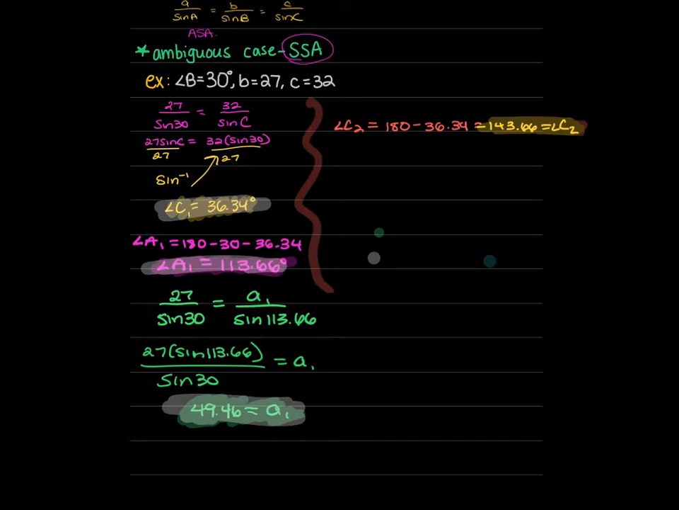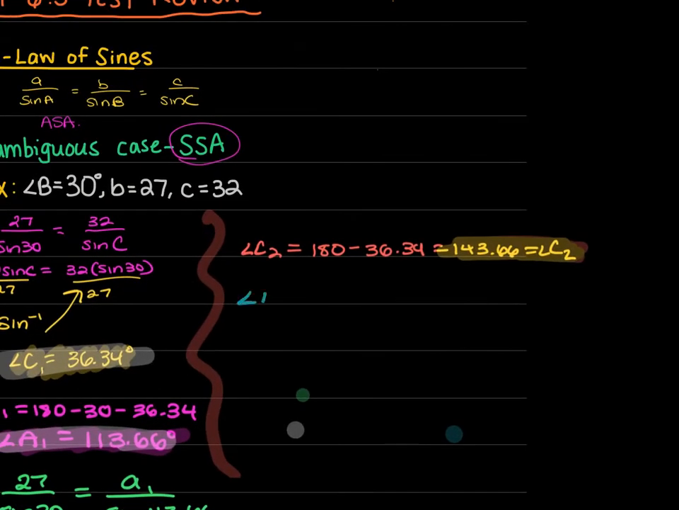So I already found angle C2. The next step is angle A2, right? So A2 would be 180 minus my initial angle, which is 30 degrees. That carries over to both. Minus 143.66.